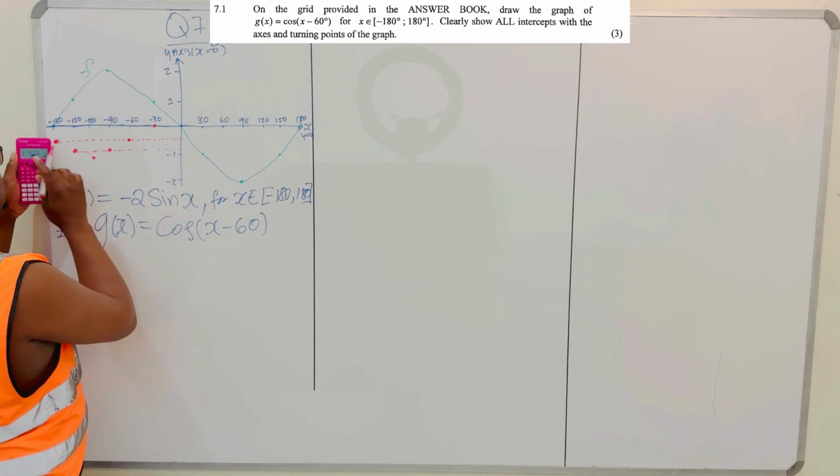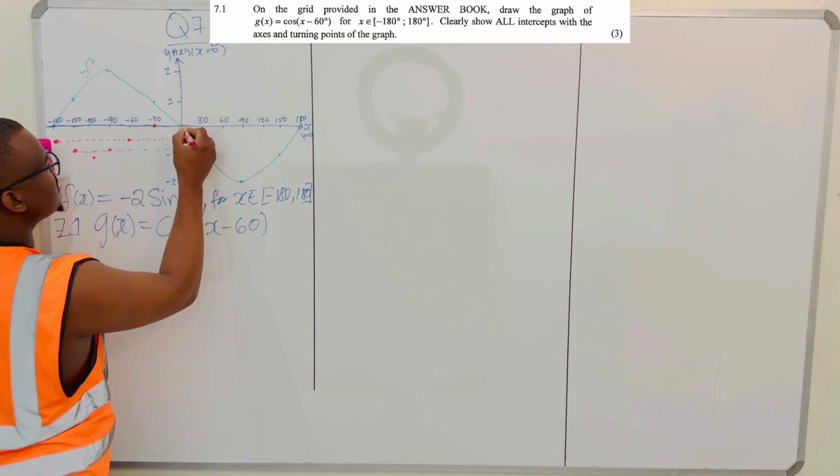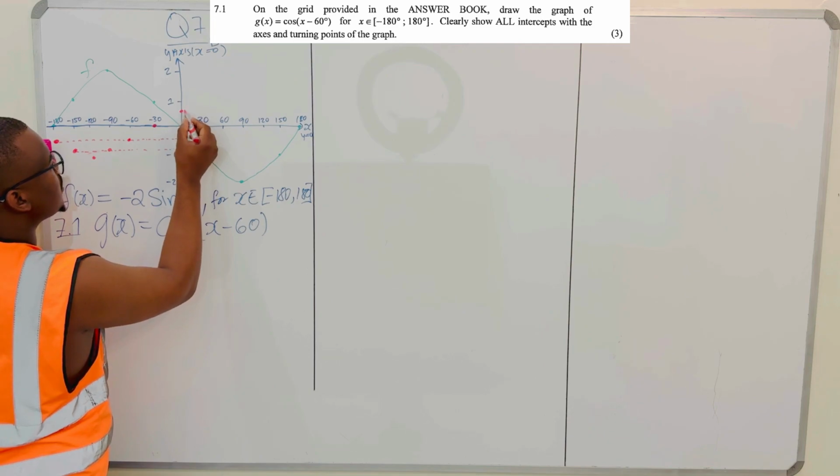0 plots with 0.5, which is, 0 is here, and 0.5 should be somewhere here.